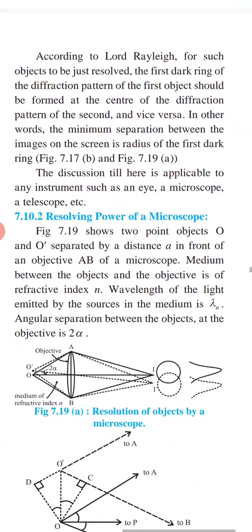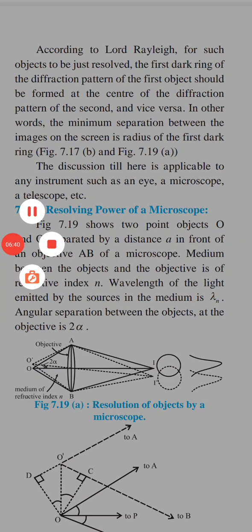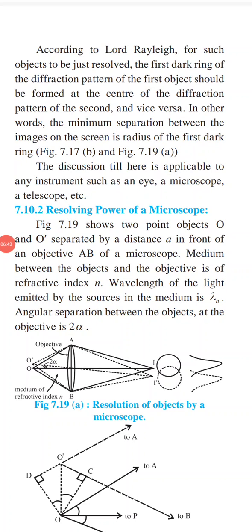According to Lord Rayleigh, for two objects to be just resolved, the first ring of the diffraction pattern of the first object should be formed at the center of the diffraction pattern of the second, and vice versa. In other words, the minimum separation between the images on the screen is the radius of the first dark ring. The discussion till here is applicable to any instrument such as an eye, a microscope and a telescope. Next we have to see the resolving power of a microscope, which is nearly the same as that of a telescope, which we will see in the next topic.